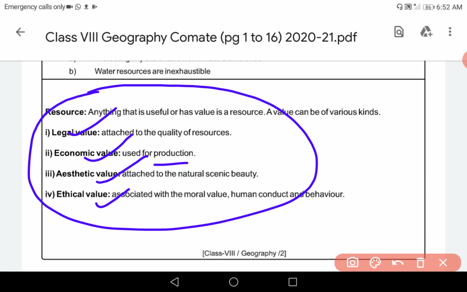Economic value means it is having some monetary importance. Aesthetic value means it is attached to natural scenic beauty. When you see any beautiful landscape or visit any hill station, you feel happy. That value is not costing anything. That value is known as the aesthetic value. Then the ethical value is the value associated with moral values, how you conduct yourself within the society, how you give respect to your elders, to your parents, to your teachers, and how you behave with your friends. That is known as the ethical value.